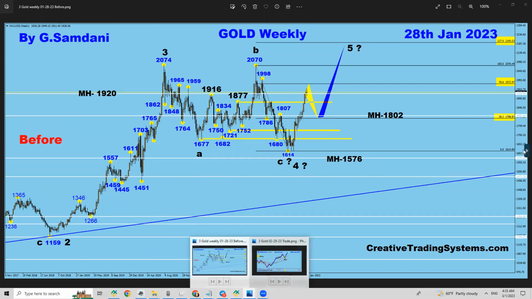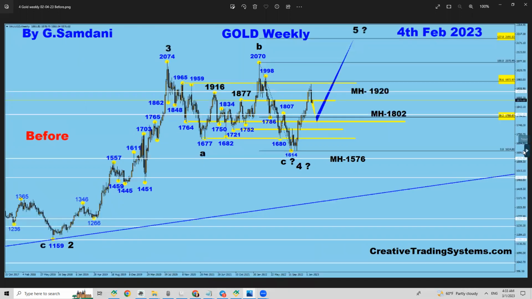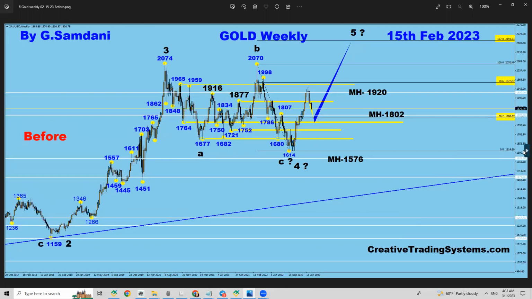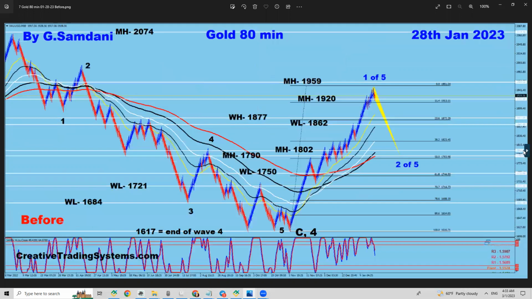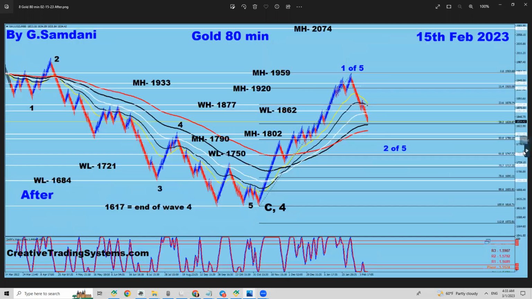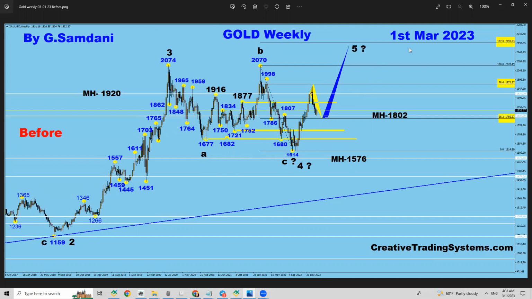Let me just move it from here. All right, so these are the different charts. It's coming down, down, down, and I was also making this 80-minute chart from here. I said we're going to be coming down here. So this one also went down, down, down. And now this is the chart. All the way, it came down to 1802. And on the 1st of March today, we are going up, right? And I already have my entry.